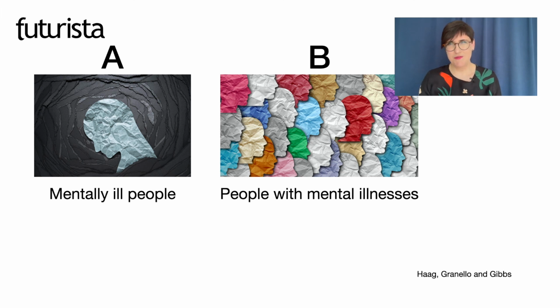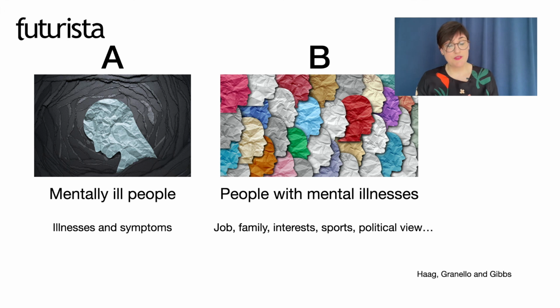The group who previously talked about mentally ill people, when they talked about the people they just met, talked about illnesses, symptoms, problems. Group B, who talked about people with mental illness before, mentioned jobs, family, interests, sports, political views, hobbies, you name it. And they met the same people. So use people-first language, like saying Anna who's blind, Anna who has autism, instead of autistic Anna and blind Anna.